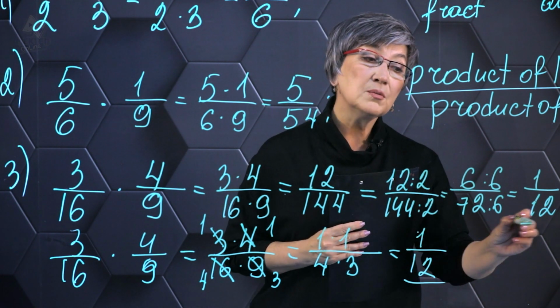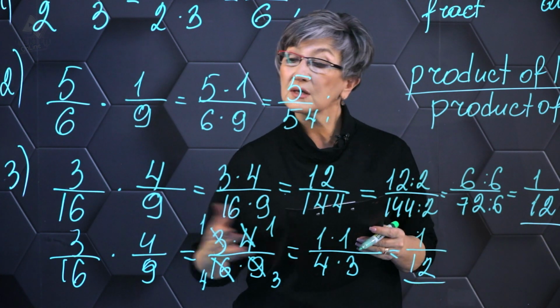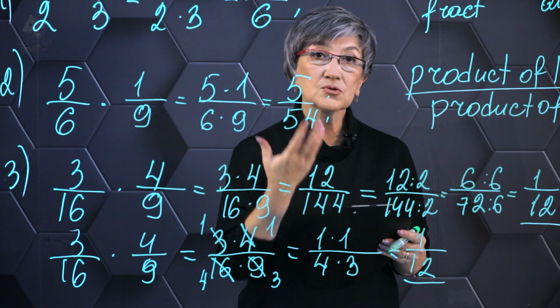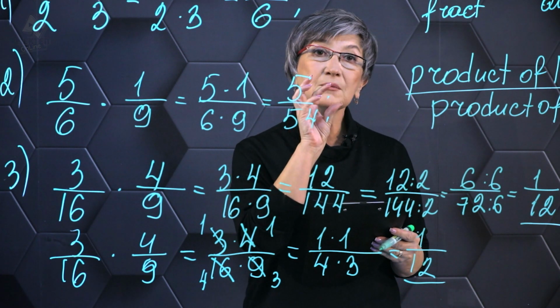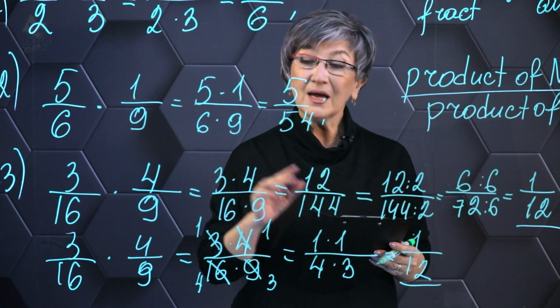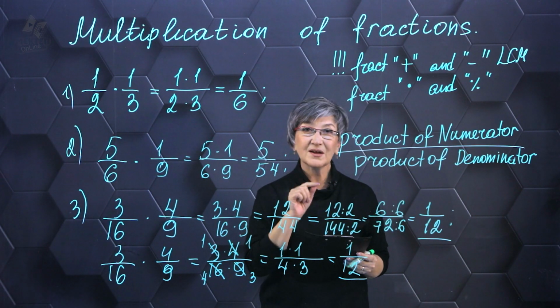As you can see, I got the same answer. The only thing is that in the second case, I immediately reduced the numbers while they were small and got an irreducible fraction. Of course, we will work on this algorithm in the next lessons.